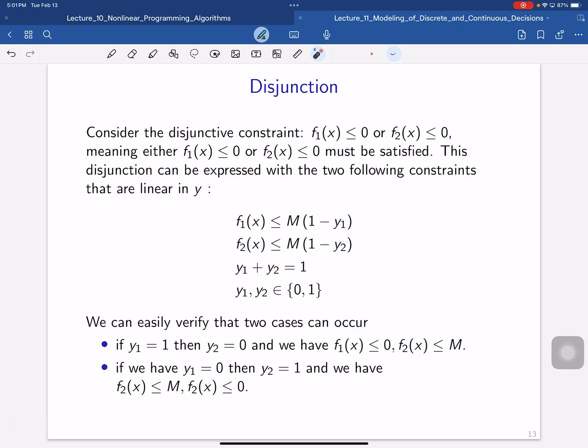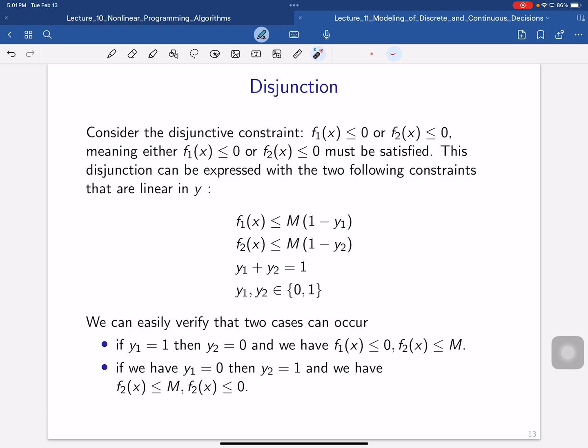Another thing you may encounter in practical applications is the so-called disjunction. What disjunction means is the following. If you have two constraints, f1(x) less than or equal to 0 and f2(x) less than or equal to 0, and you want to express that either this constraint holds or that constraint holds, then we can use this big M type of constraint to represent this disjunction. We will come back to this at the end of this lecture again.